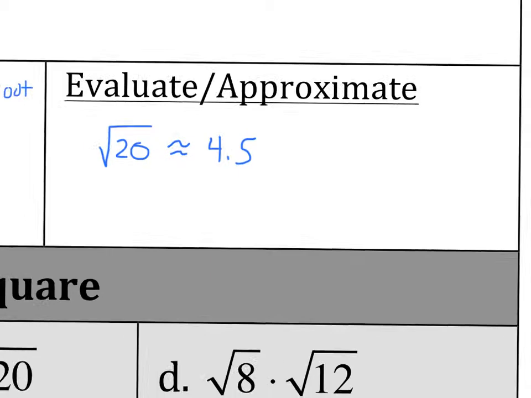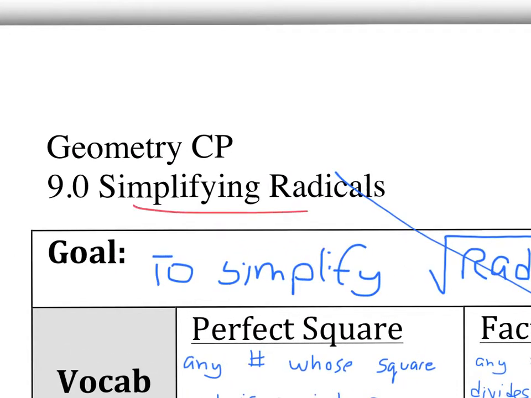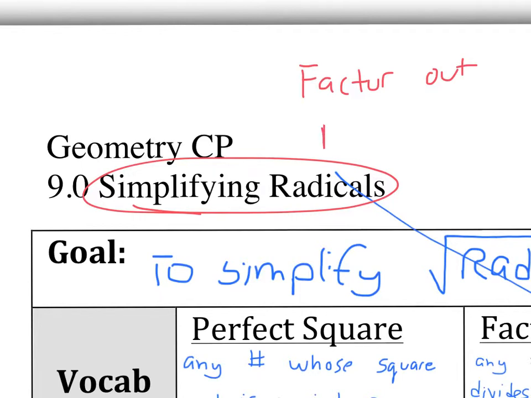When we are simplifying radicals, we are factoring out perfect squares. So our answers are going to often look like this: 5 radical 2. So we have a piece that's outside the radical and a piece that's left inside the radical, oftentimes.